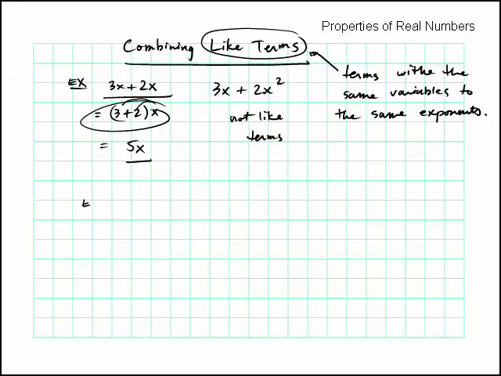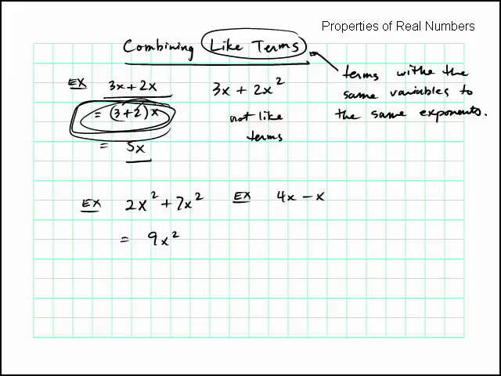Here's another example. 2x squared plus 7x squared. Those are like terms. 2x squared plus 7x squared would give me 9x squared. Notice that I skipped the step that I showed here. We usually don't show that step. 4x minus x. You want to think of that minus x as 4x minus 1x, and that would give us 3x.